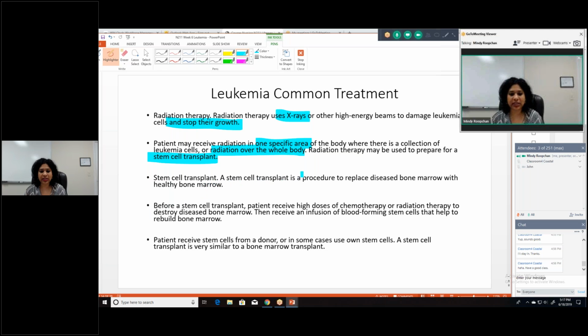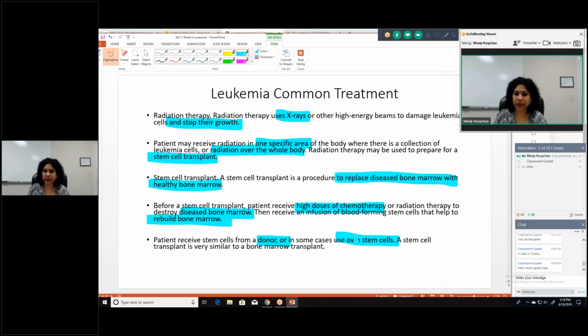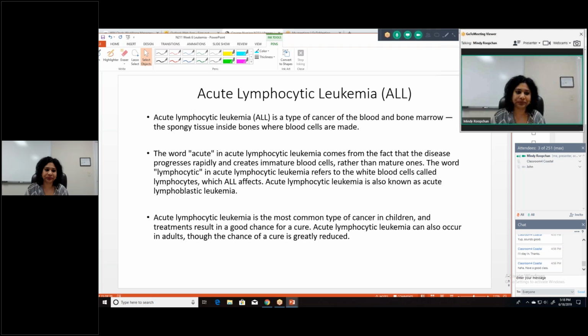So the stem cell transplant is a procedure to replace diseased bone marrow with healthy bone marrow. Before they do a stem cell transplant, they get a very high dose of chemo or radiation. That's going to destroy the diseased bone marrow, so that when they put the good stem cells in, it's going to help to rebuild the bone marrow, okay? Makes sense. So patients are going to receive stem cells from a donor or even their own. It's very similar to having a bone marrow transplant. They just transplant the stem cells instead.